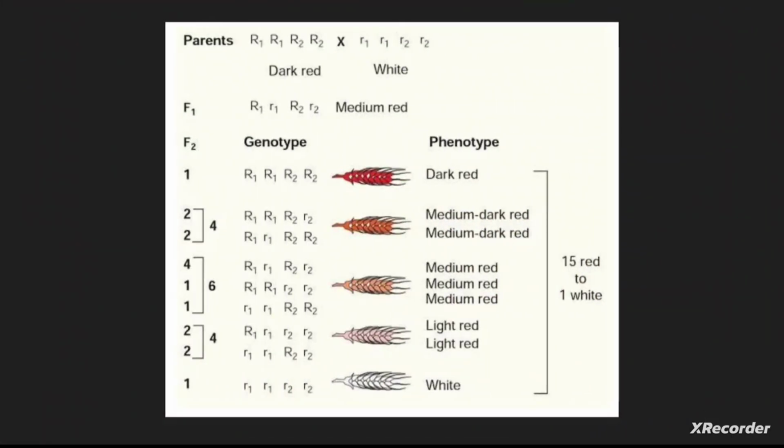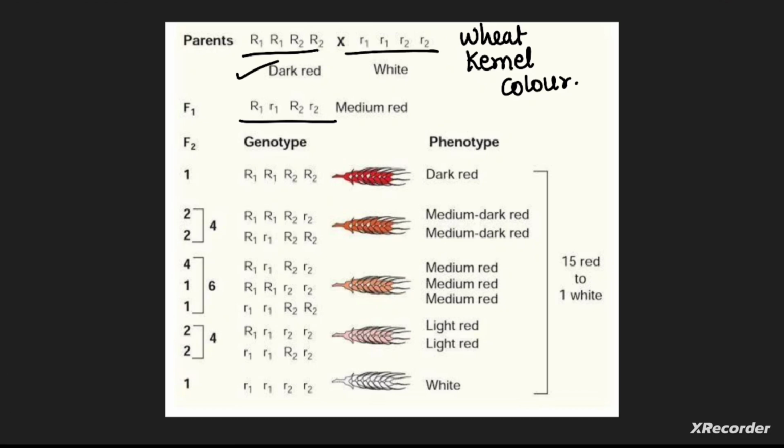The first example here is of wheat kernel color. The point here is that when they made this particular cross, between the dark red and white parent, they got medium red, okay? And there was a variation. They got the ratios as 1:4:6:4:1.